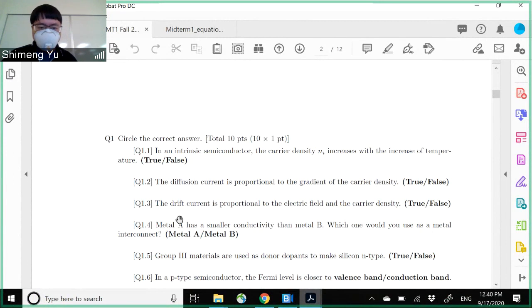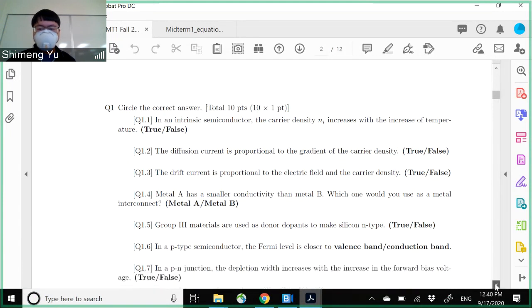How about the fourth one? Metal A has a smaller conductivity than metal B. Which one would you use as a metal interconnect, A or B? 20 seconds.